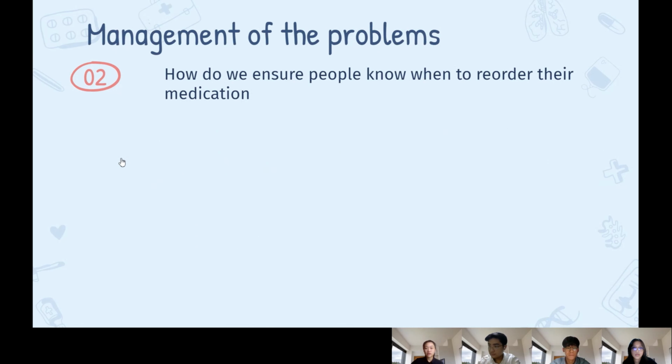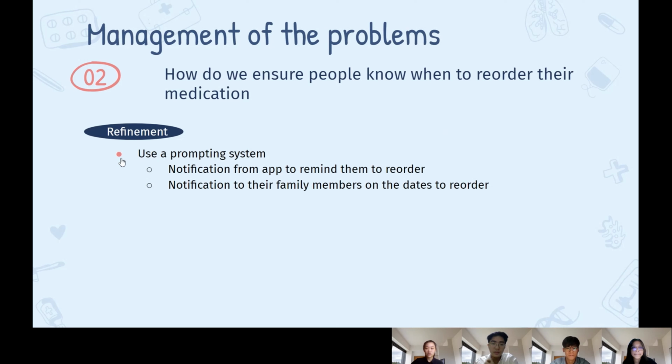So in order to manage this issue and ensure that people can reorder their medications on time, we can implement a prompting system where notifications are sent to the app to remind them to reorder, and also to their family members on the date to reorder.